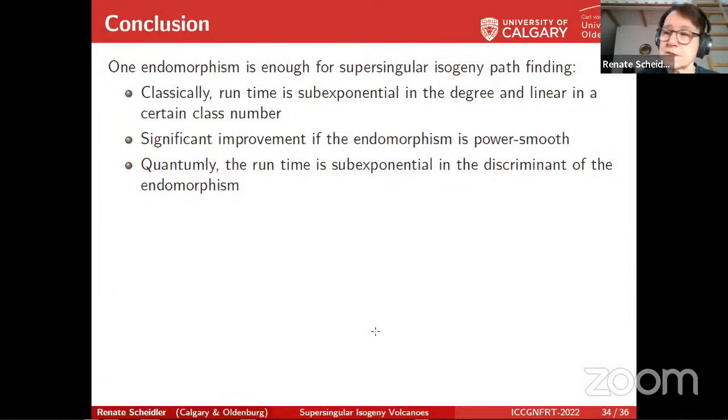So the conclusion is one endomorphism is enough for pathfinding, as long as you're content with a sub-exponential algorithm. Classically, the runtime is sub-exponential in the degree and linear in a certain class number. It can be significantly improved depending on how your endomorphism is given. Quantumly, the runtime is sub-exponential in the discriminant.